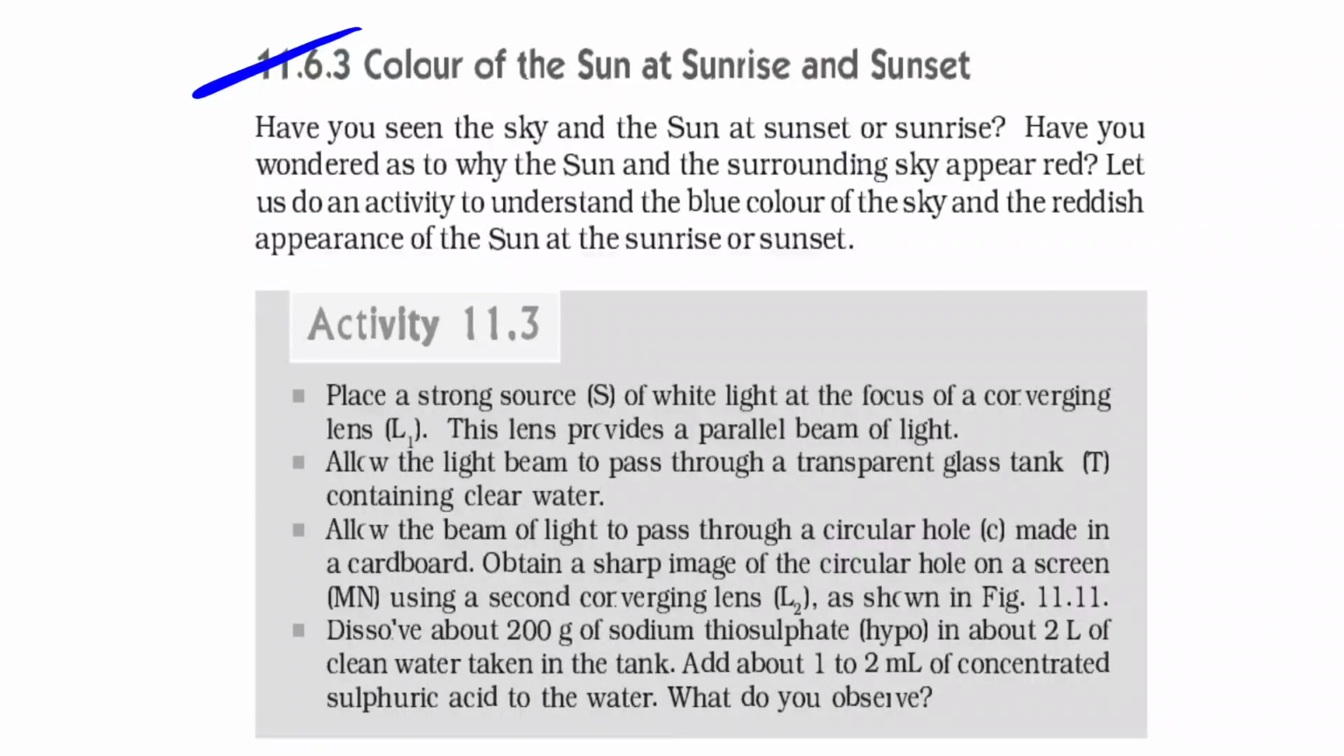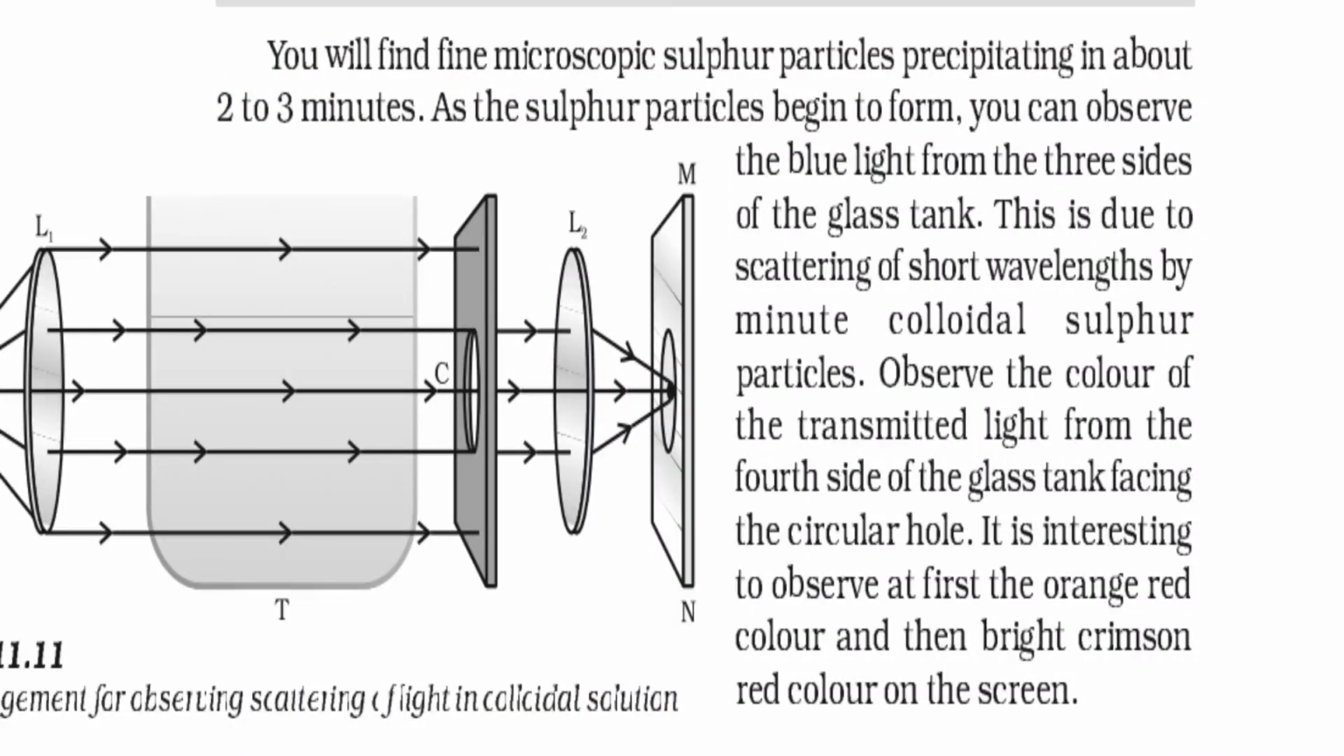Dissolve about 200 gram of sodium thiosulfate, Na2S2O3, in about 2 liters of clean water taken in the tank. Add about 1 to 2 milliliter of concentrated sulfuric acid to the water. What do you observe? You will find fine microscopic sulfur particles precipitating in about 2 to 3 minutes.